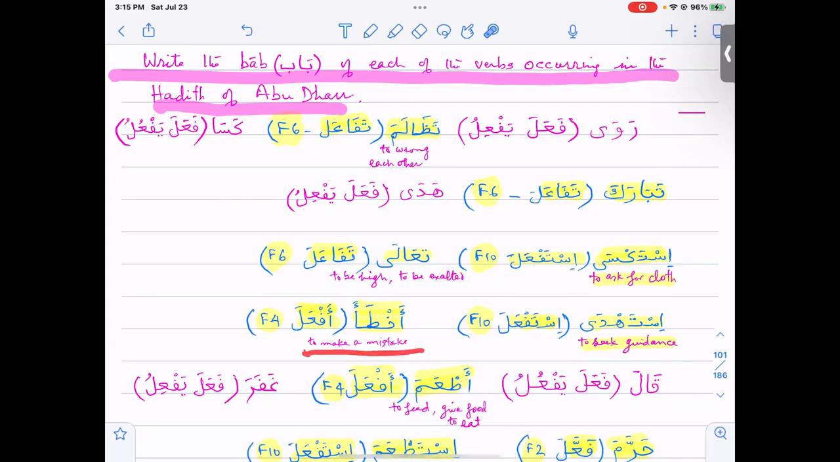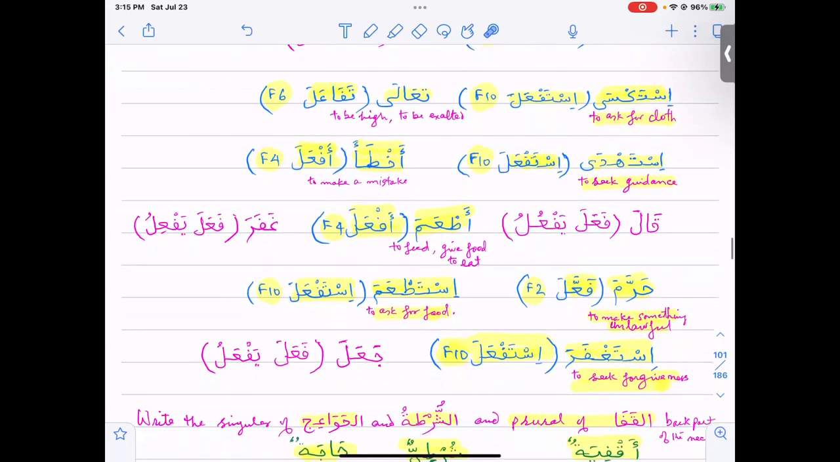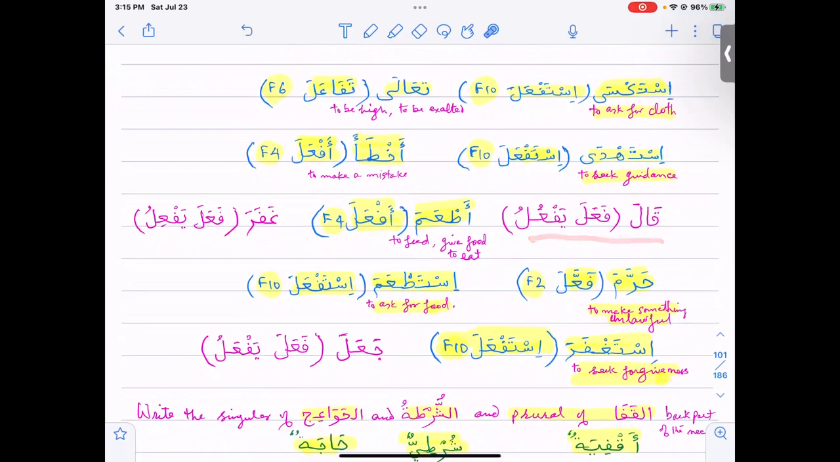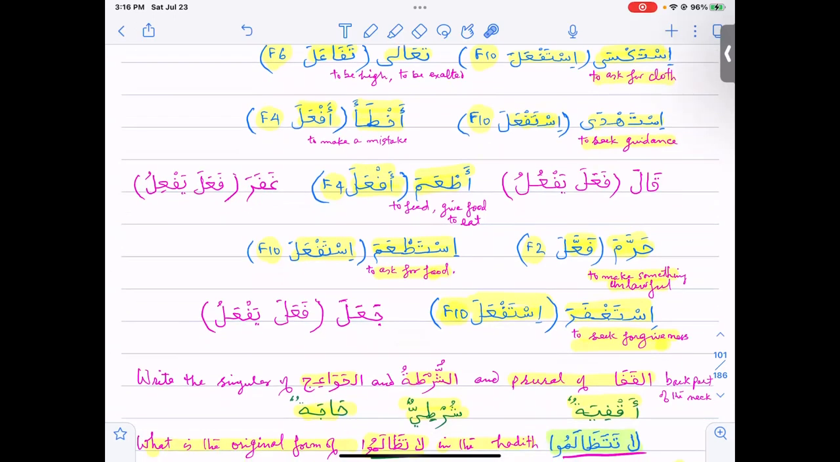Akhta'a, form 4. Yukhti'u, to make a mistake. Akhta'a, to make a mistake. Ka'ala, we know. Ka'ala yakulu. Fa'ala yaf'alu. At'ama, af'ala, to feed, give food to someone to eat. Gafara yagfiru, remember, fa'ala yaf'ilu, to forgive. Harrama yuharrimu, to make something unlawful. Harrama yuharrimu, that is form two.